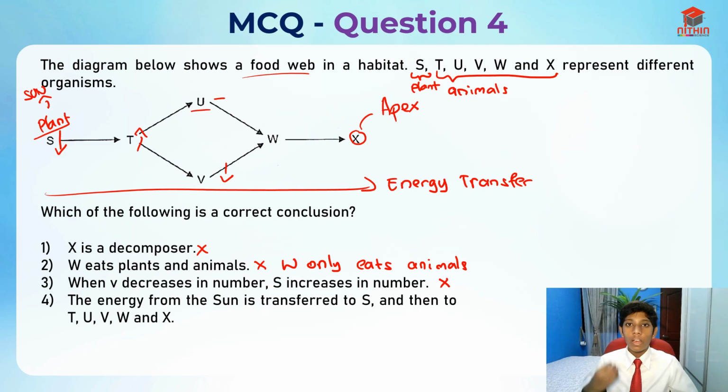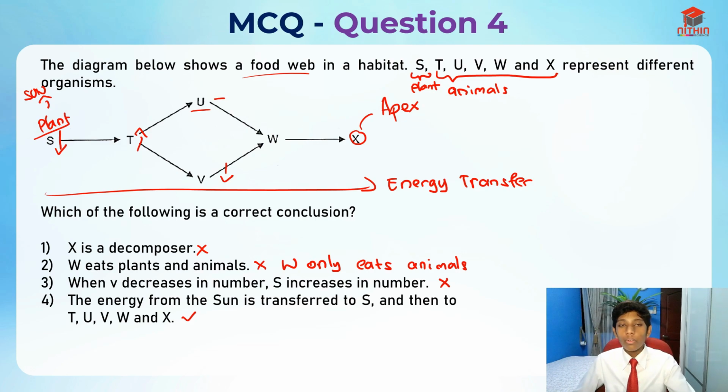Let's take a look at option number 4, the last option over here. So this should be the right answer, right? The energy from the sun is transferred to S and then to T, U, V, W, and X. So this is absolutely correct, right? Because a food chain or a food web is basically energy transfer. And where do they get their energy from? They get their energy from the plant. And where does the plant get its energy from? The plant gets its energy from the sun.